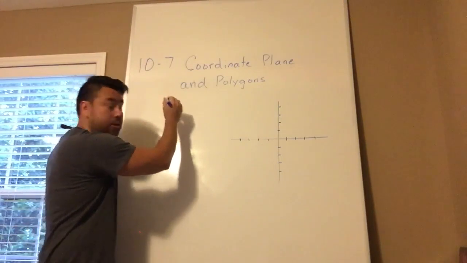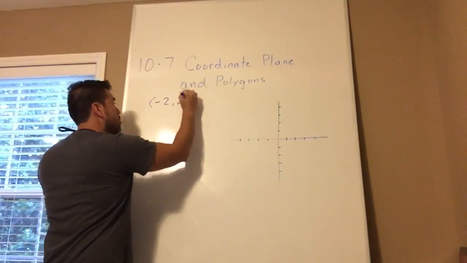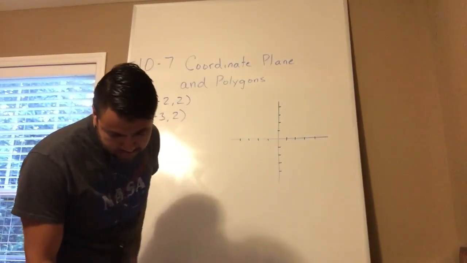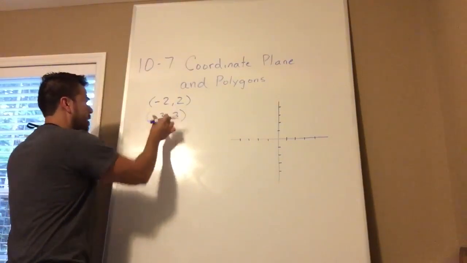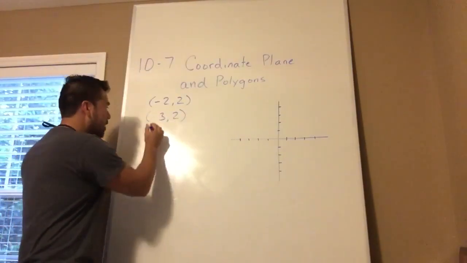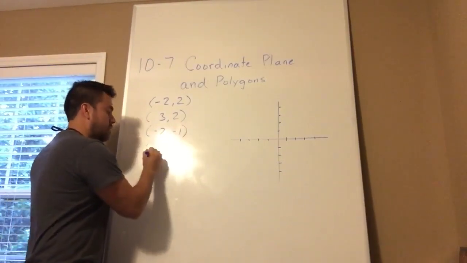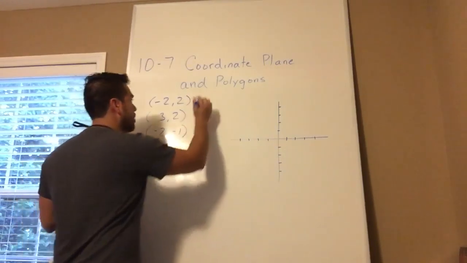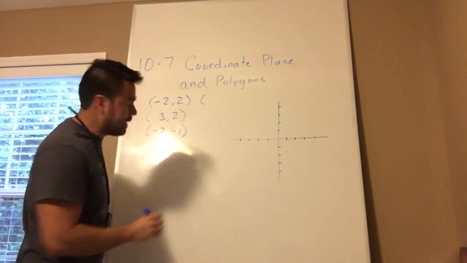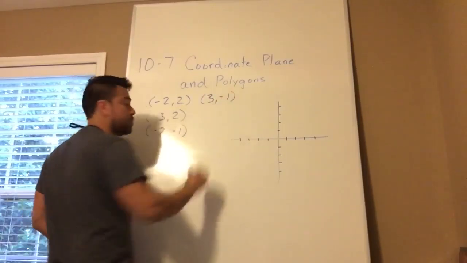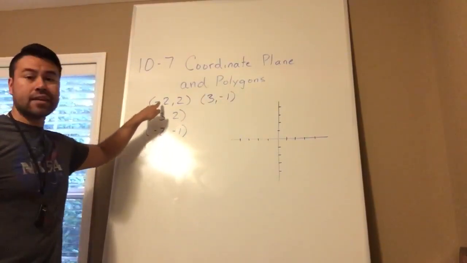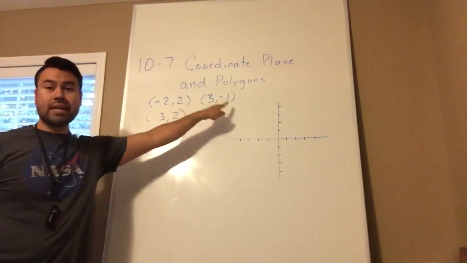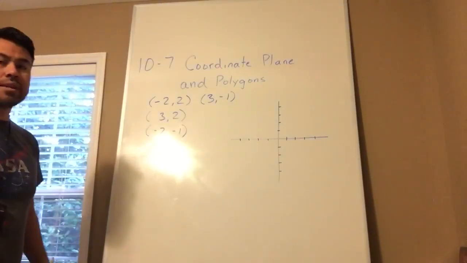So I'll put those up here. -2, 2, -3, 2. Oh, excuse me, not -3, 2. Just 3, 2. And then -2, -1. And 3, -1. Which, that one I'll put over here. 3, -1. So I hope you can see those. I know the glare is pretty bad, but -2, 2, 3, 2, -2, -1, and 3, -1. All right, so go ahead and put points there. I'll give you a little bit of time to do that.